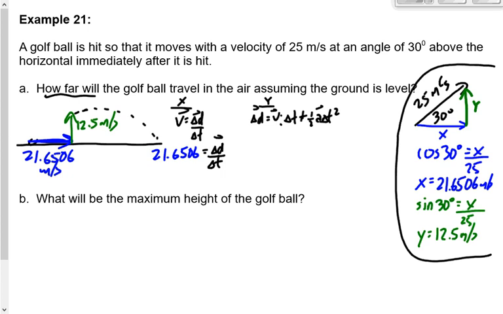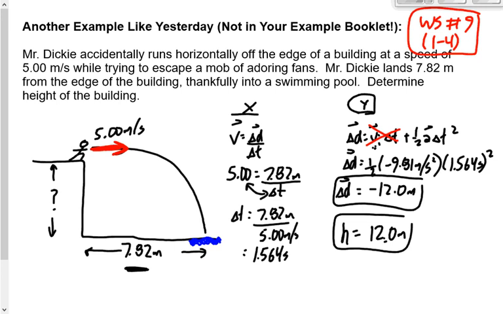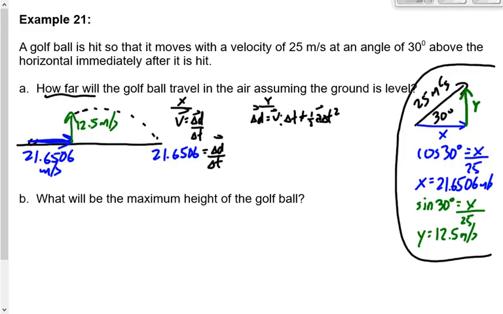Do we know the vertical displacement? In the last example question we did, the vertical displacement ended up being the height of the building, negative 12 meters. Well, it ended 12 meters below where it started. This golf ball ends at the same height that it started. So its vertical displacement is 0 meters.